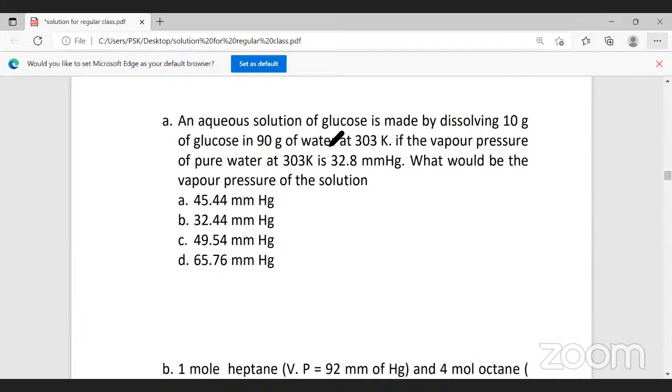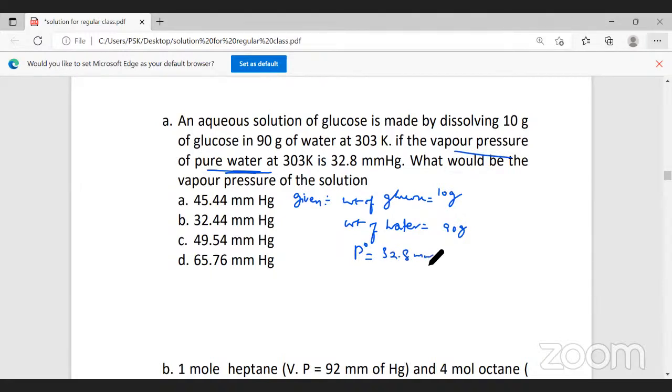Now, in order to understand, see what is given. It is a very simple problem. They have given weight of glucose is 10 grams. Now they've given weight of water, 90 grams. Temperature, we don't want. They've given vapor pressure of pure water. That means they have given P naught to be 32.8 millimeters of mercury. And they're asking you to calculate P. What is the vapor pressure of its solution? That's what they're asking you to calculate.